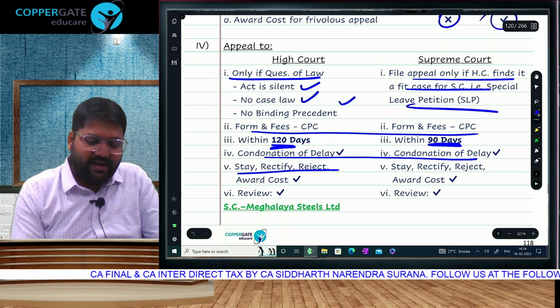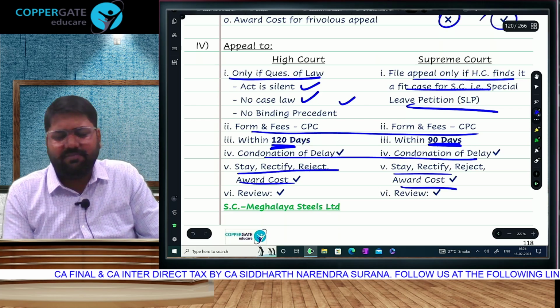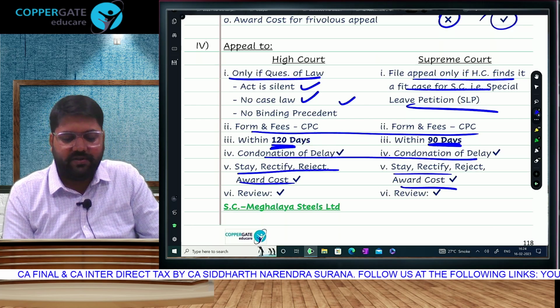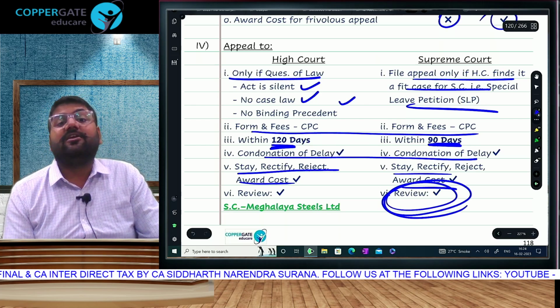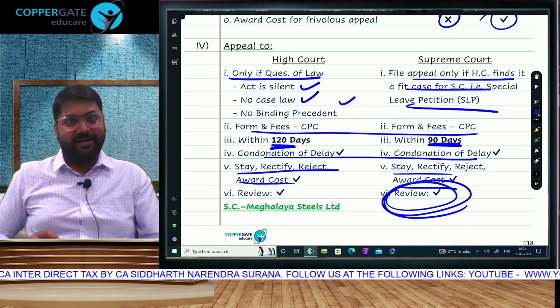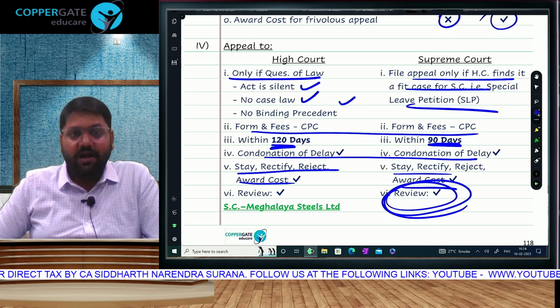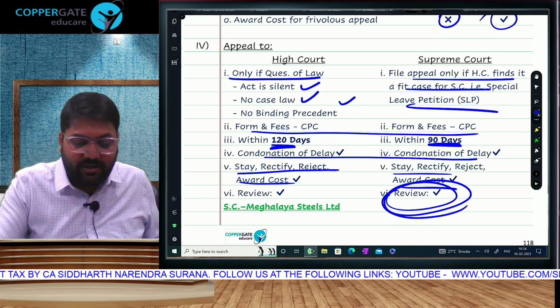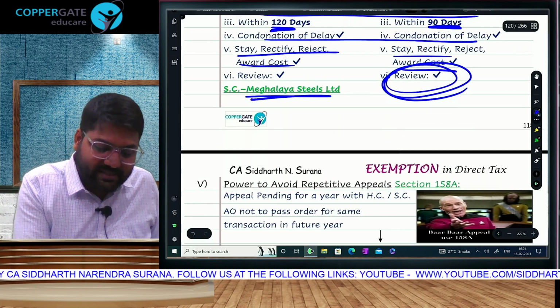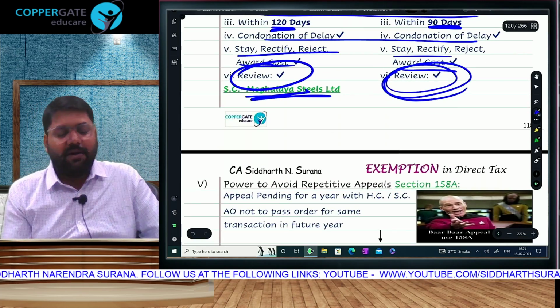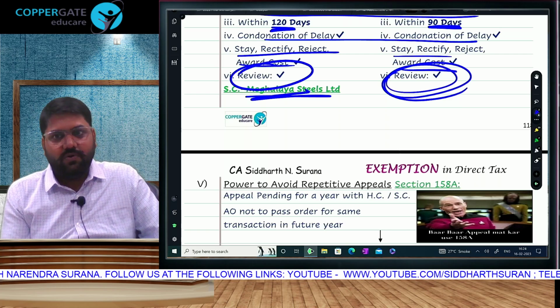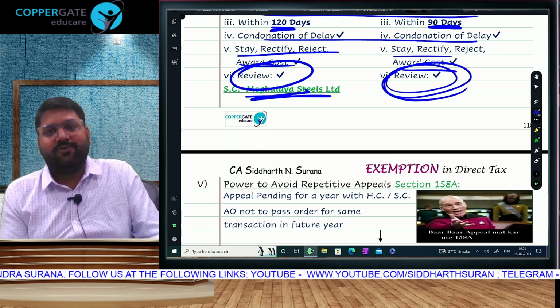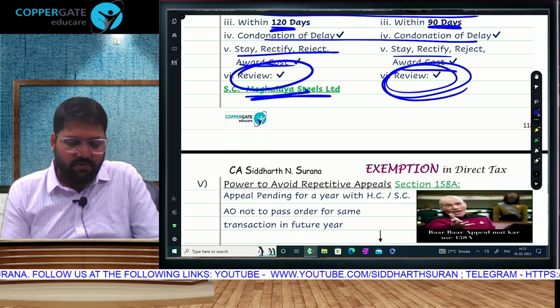Power to grant stay, rectify, reject, award cost, anything which is available at junior level will be available to senior level, obviously. The power to review, reconsider, reappreciate, change in opinion, Supreme Court may, it is allowed because there is no further authority. High Court, traditionally it was not allowed, but Supreme Court in this case law, Meghalaya, said that High Court will also be given the power to review. So till now, only Supreme Court had power to review. Now High Court, Supreme Court, both will be given the power to review.